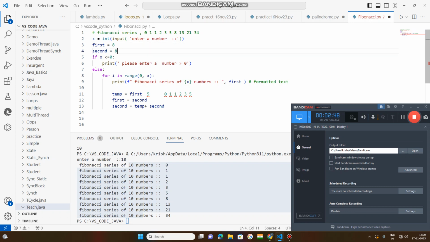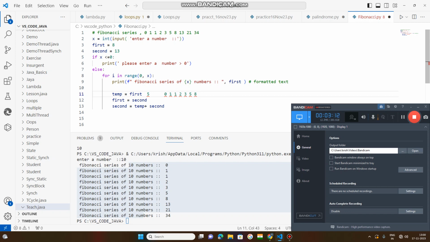Now second is equal to temp plus second. Temp plus second. Temp is equal to 5. So second is equal to 8 plus 5, 13. Now print will be taken from the first. Okay. Next iteration this value will be printed. That is what, 8. 8 will be printed. Okay.